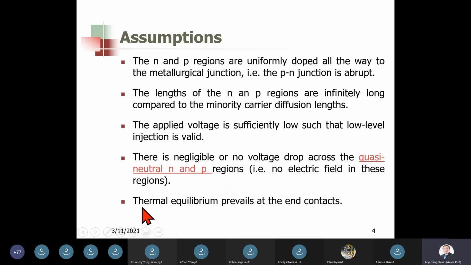Now, thermal equilibrium prevails at the N contact. So how does this help us? In other words, when you reach the N contact, where the PN junction is contacted by metal and connected to the external voltage bias, we assume that all the excess minority carriers would have recombined at that point or at that position.